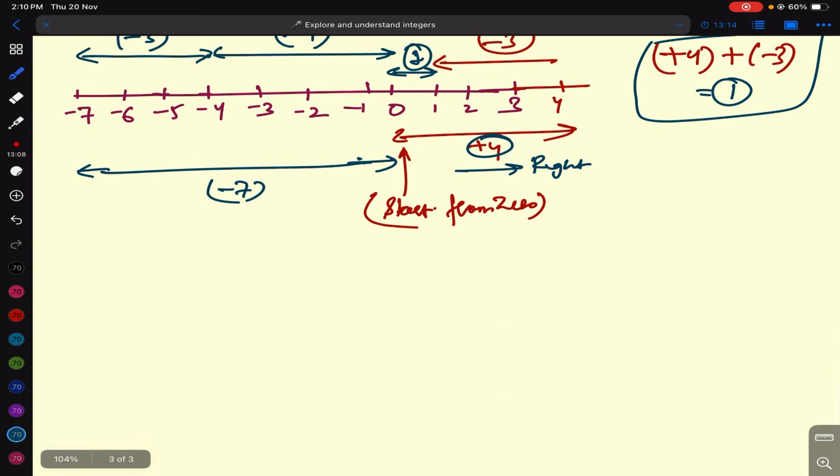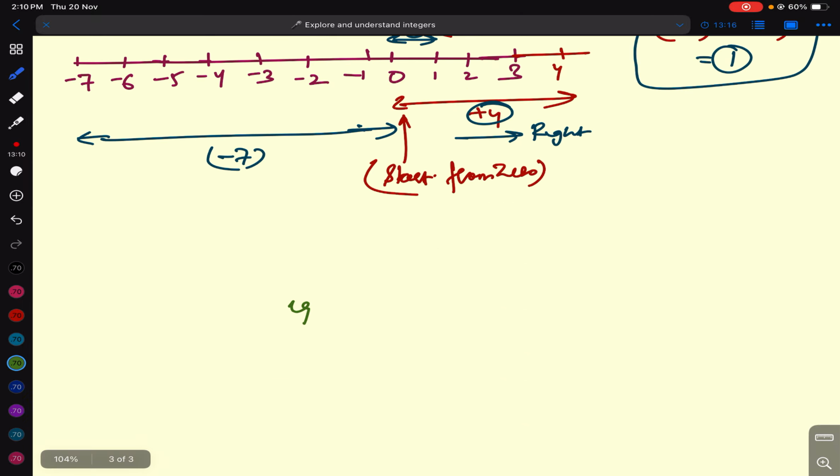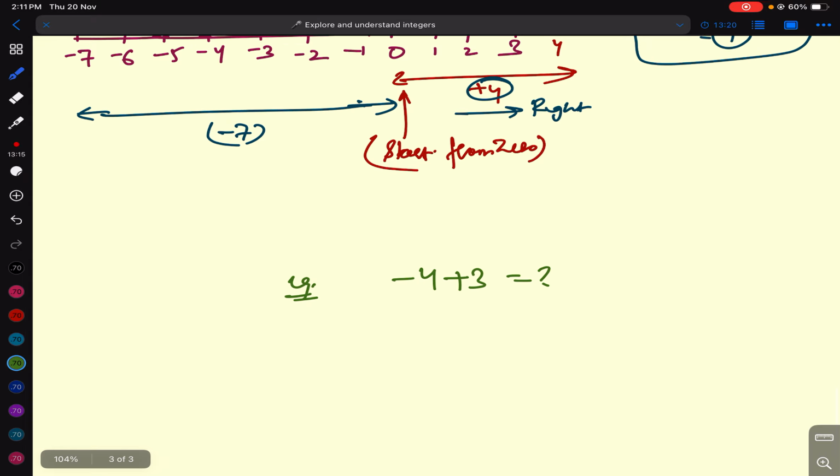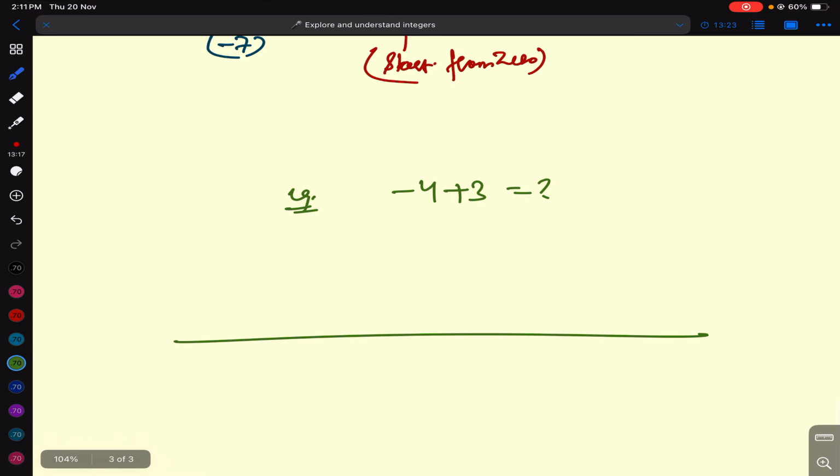Okay. Now what would have been the case when it would have been -4 plus 3? How would we solve the same situation on the number line? So this is 0, this is 1, 2, 3, 4, -1, -2, -3, -4. Now how would we deal with this situation when you have -4 added with +3?